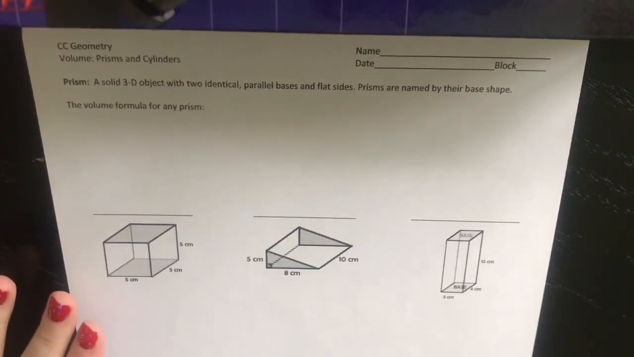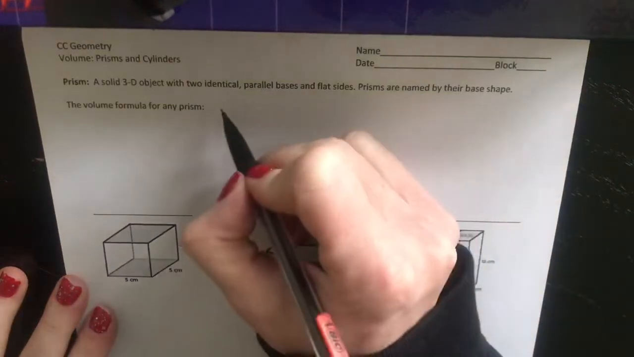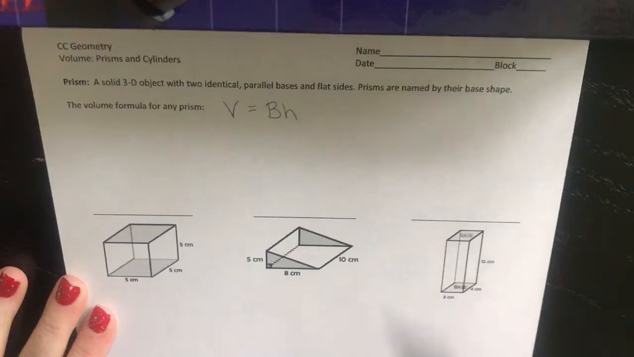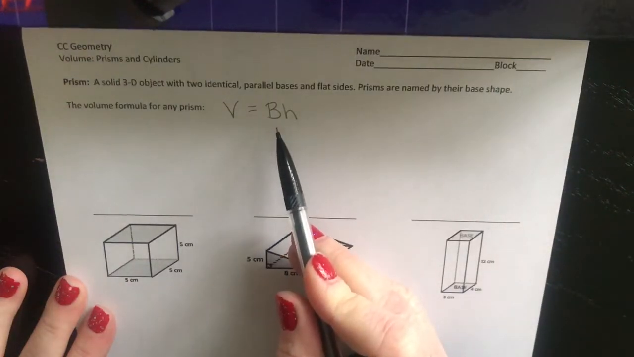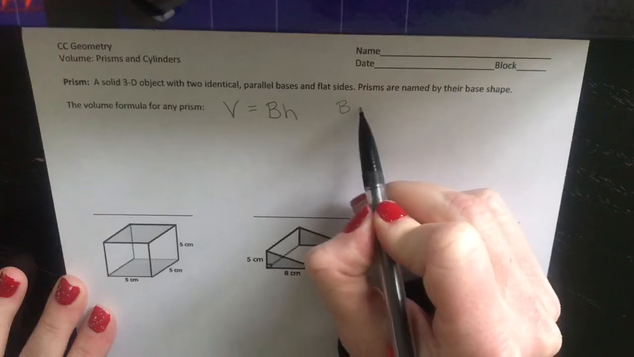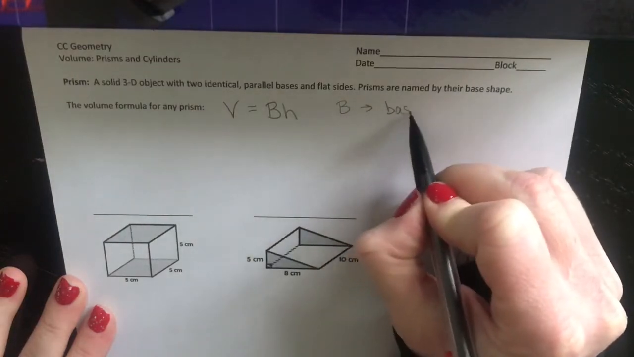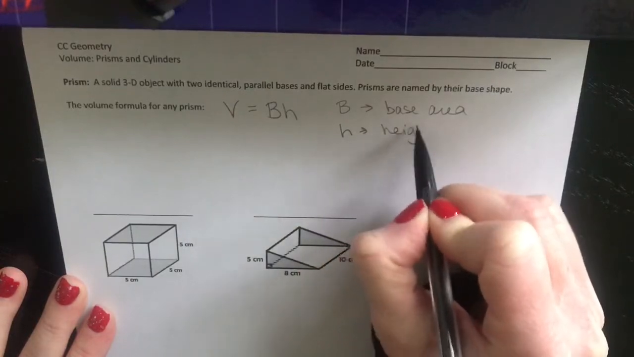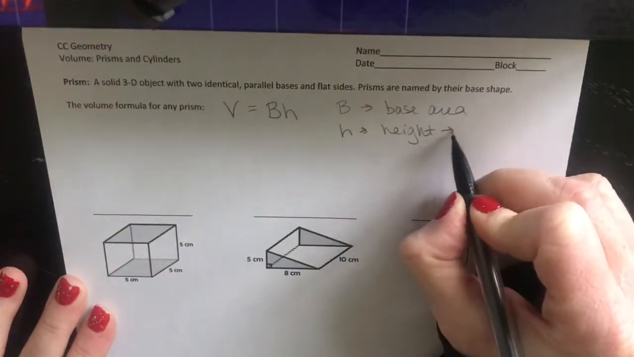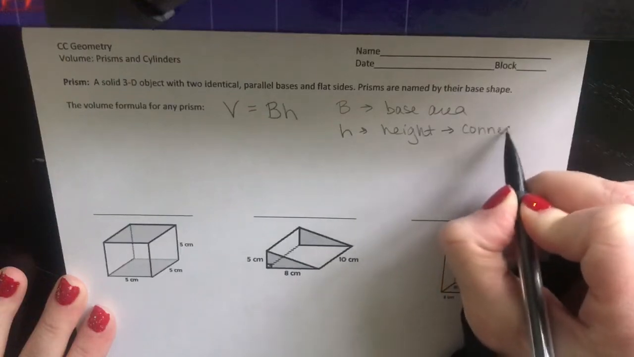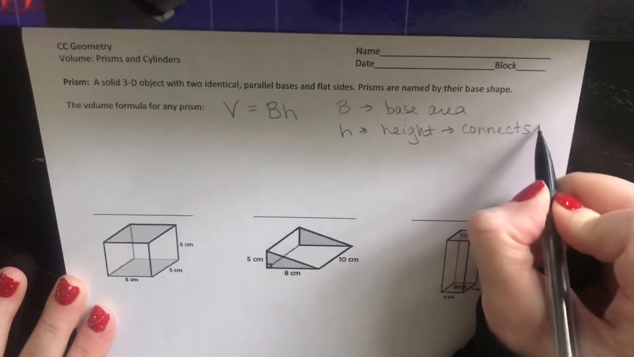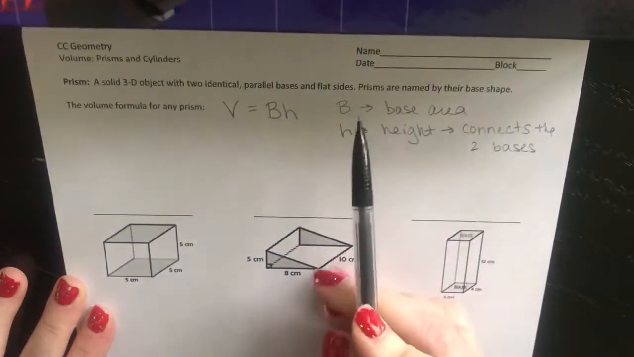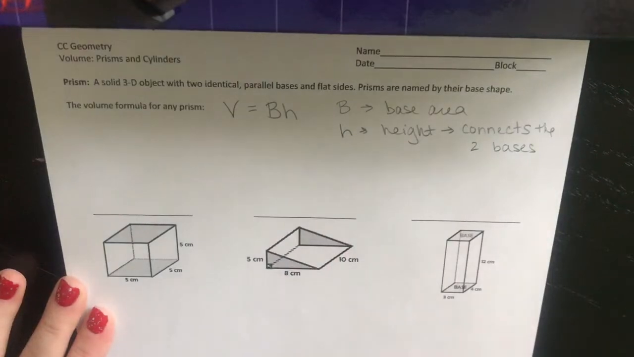If you want to find the volume of any prism, the formula is volume equals BH. Something very important is this is a capital B, and it's a capital B on the reference sheet. That capital B stands for the base area, and H stands for the prism height. The height of any prism is the line that connects the two bases together. Why capital B is important, you'll see in a second.